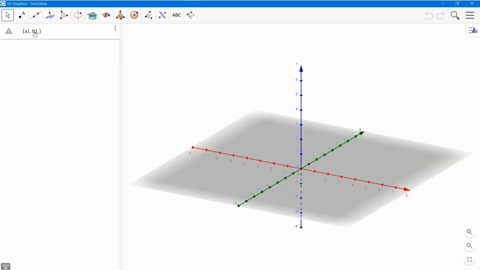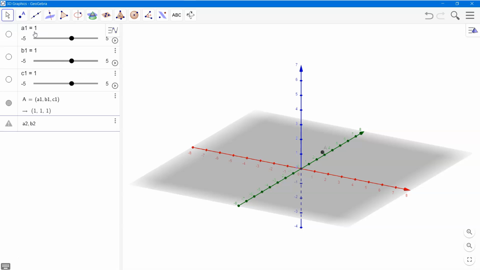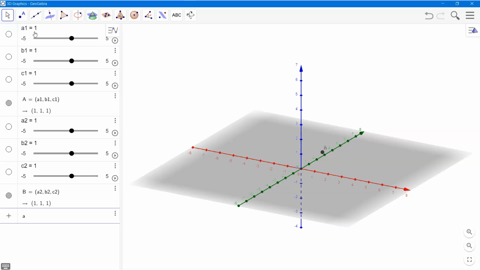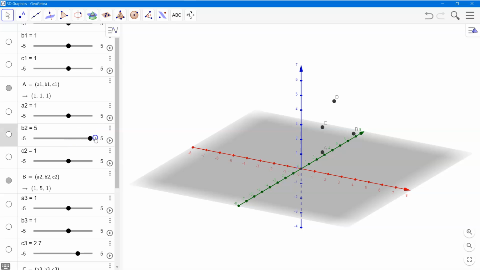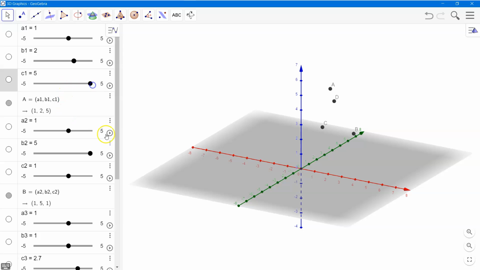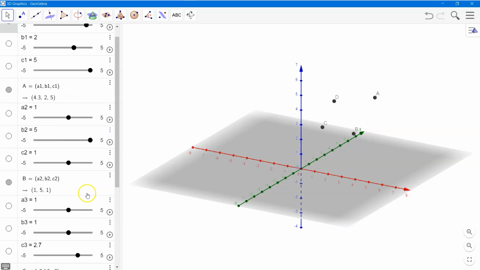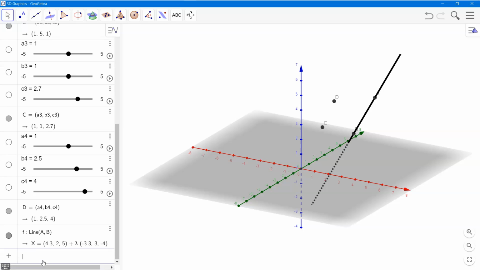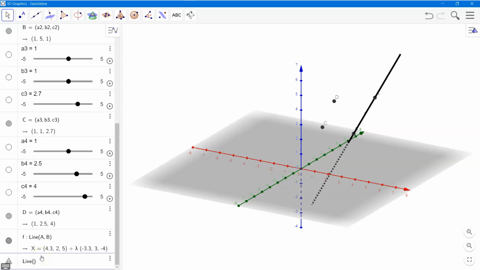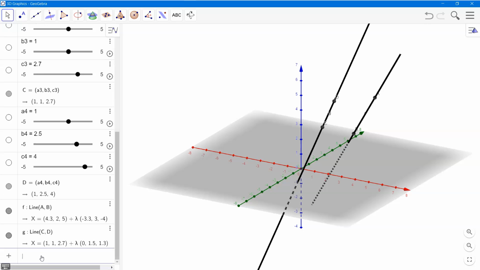So let's say A1, B1, C1, A2, B2, C2, A3, B3, C3, A4, B4, C4. Okay. Now let's move them around so that we have four distinct points for the lines. Let's do this. And now let's draw the lines. Line crossing A and B. Right. Line passing through C and D.